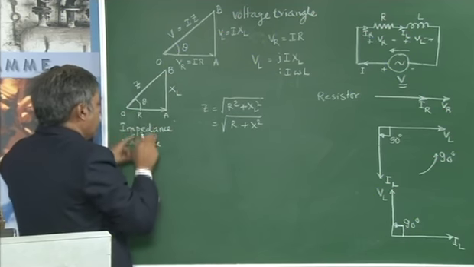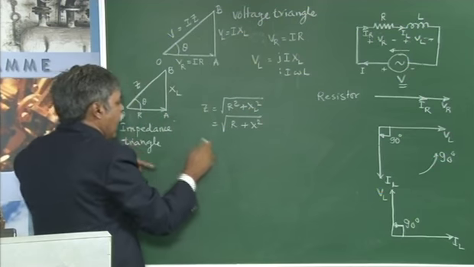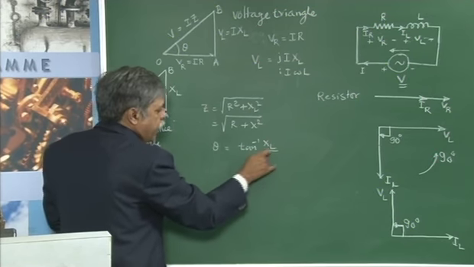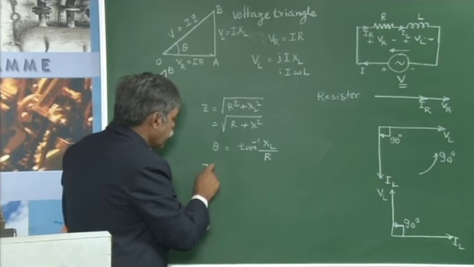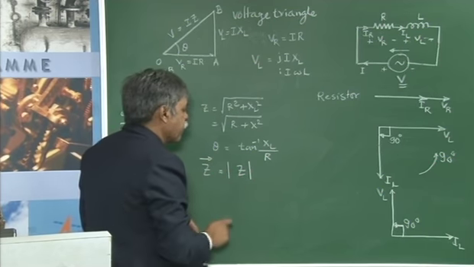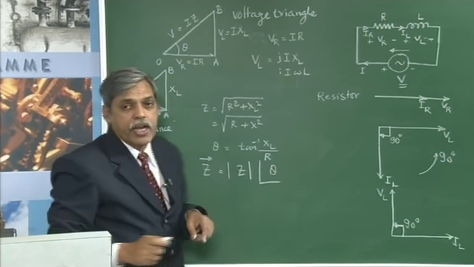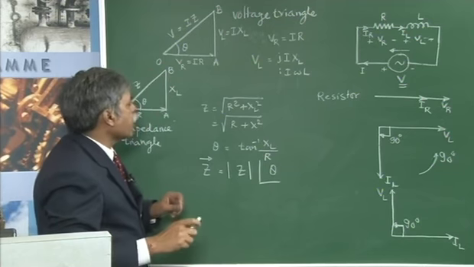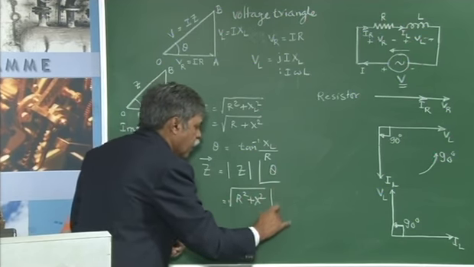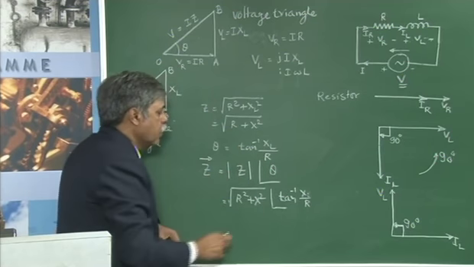Since in this triangle I know R and XL for a given RL circuit, I can have the angle of the impedance theta with respect to the reference as tan inverse of XL, that is the opposite side, divided by the base of the triangle. Therefore, this impedance, which is a complex number, can be written as a magnitude of Z at an angle of theta. Theta is positive here because this impedance triangle is in the first quadrant of the coordinate system. So Z will have magnitude the square root of R square plus X square, and the angle will be tan inverse X by R, or XL by R.